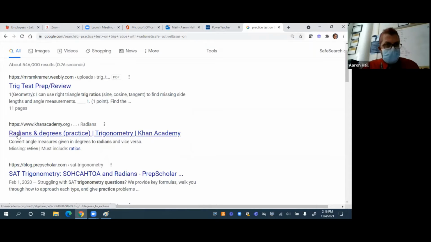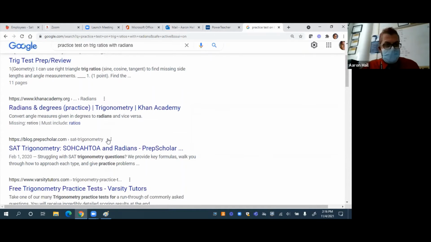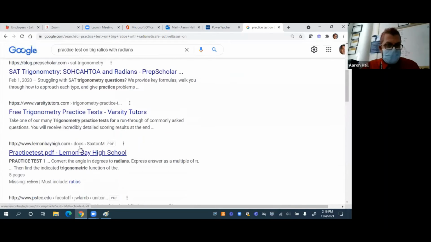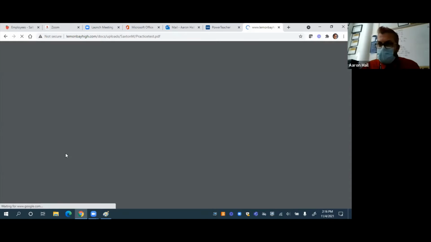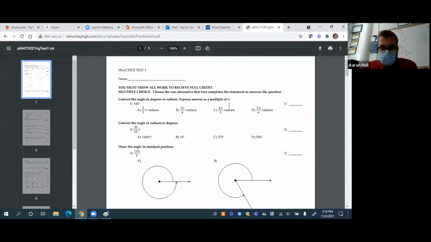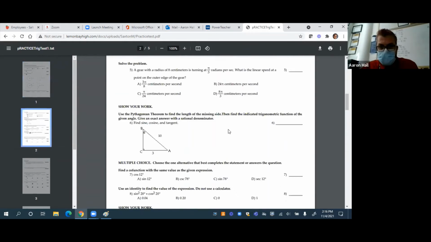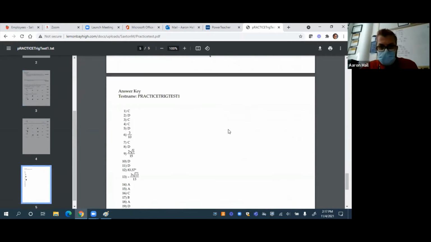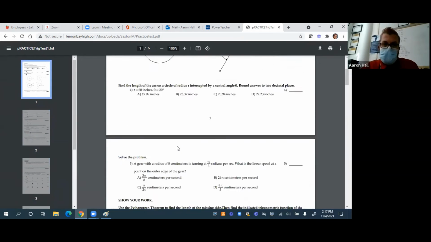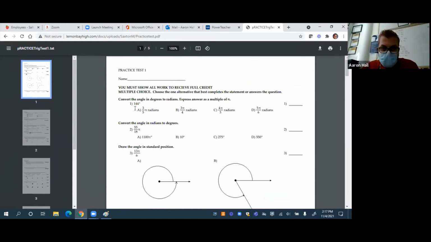Here's Khan Academy, radians and degrees, SAT, trig, SOHCAHTOA. Here's a practice test. I wonder whether that would be helpful. But there are ways of getting the extra repetition that we might need. If I scroll down to the bottom here, oh, it gives us all of the answers. So you could go to this and try some of these problems. 144 degrees, what is that in radians?